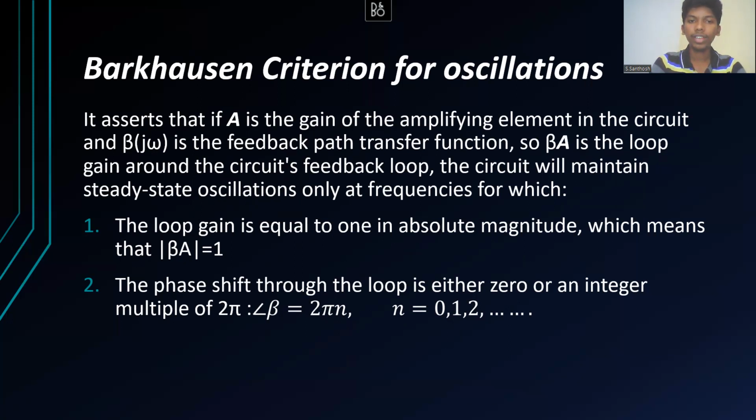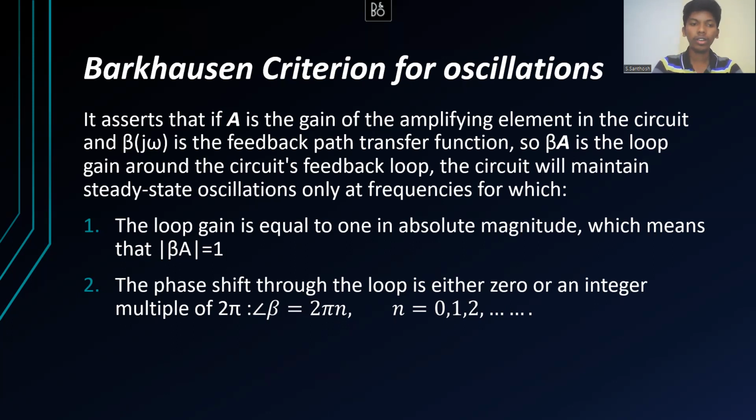It asserts that if A is the gain of the amplifying element in the circuit, and beta is the feedback path transfer function, then beta A is the loop gain around the circuit's feedback loop. The circuit will maintain steady state oscillations only at frequencies for which the loop gain is equal to 1. As I said before, it should be equal to 1. And then the phase shift through the loop is either 0 or an integer multiple of 2 pi.